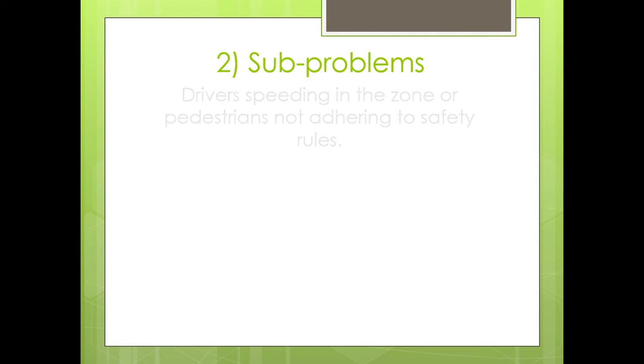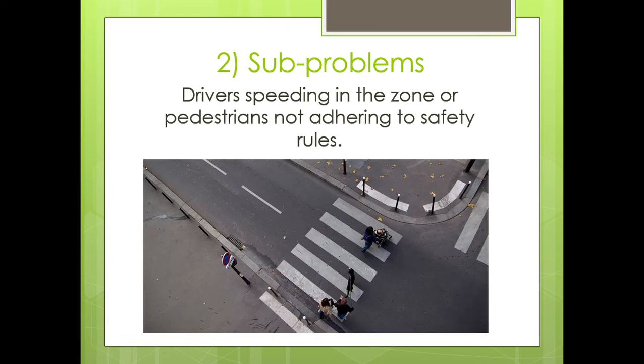What is the next step? You have to break it down into sub-problems. So drivers speeding in the zone or pedestrians not adhering to safety rules. So once you start observing the problem a little bit more, you have noticed that there are different drivers that are speeding way too much inside the zone. But you have noticed as well that there are several pedestrians that do not use the sidewalks appropriately, or they do not obey the zebra crossing lines as well.